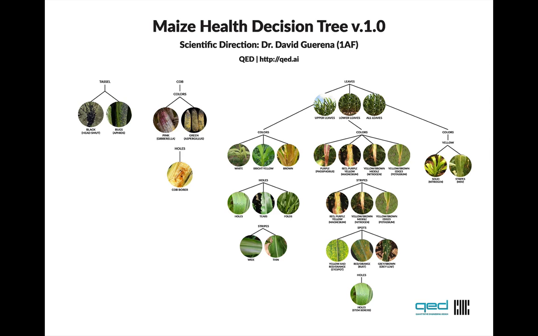So, for example, if we look at the leaves tree on the right-hand side, the first branching is effectively asking you, are you looking at the upper leaves or the lower leaves or at all leaves? And if we were looking at the lower leaves, then we asked the user about what colors they see. And here, based on the color, you may be able to identify phosphorus, magnesium, or nitrogen or potassium deficiency. And we also ask questions about stripes and spots and holes and so forth.